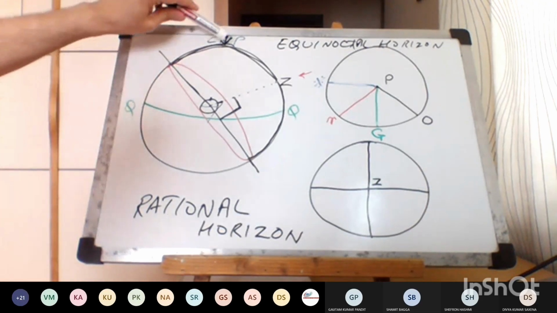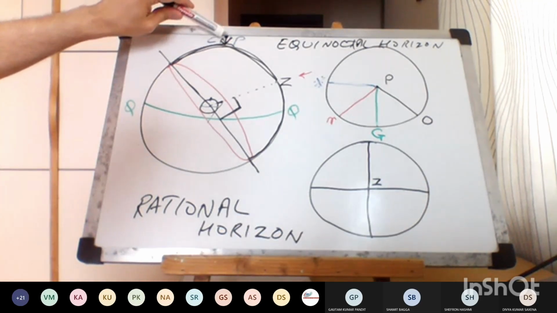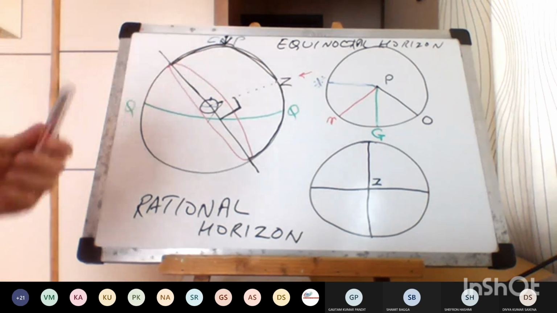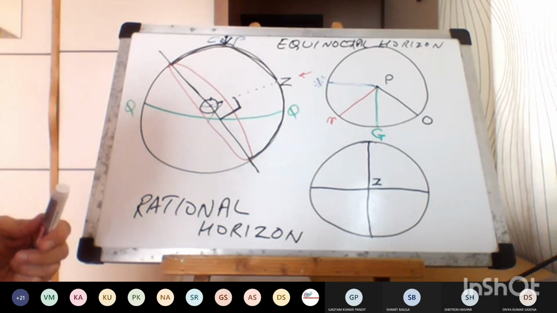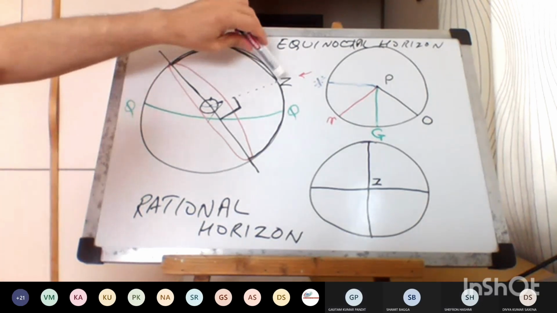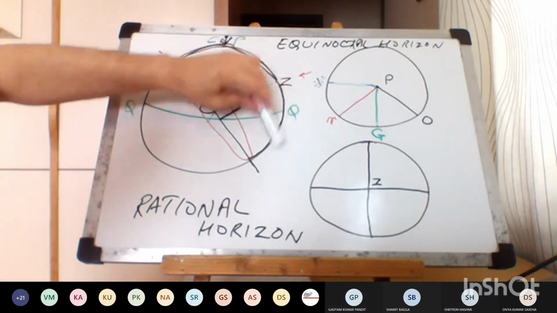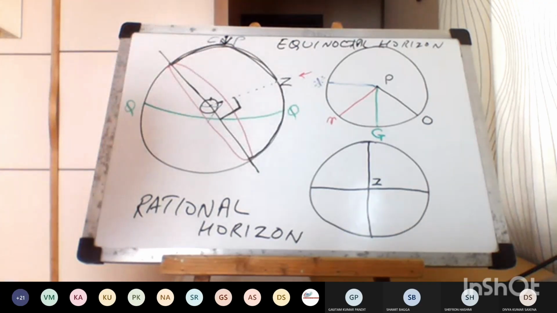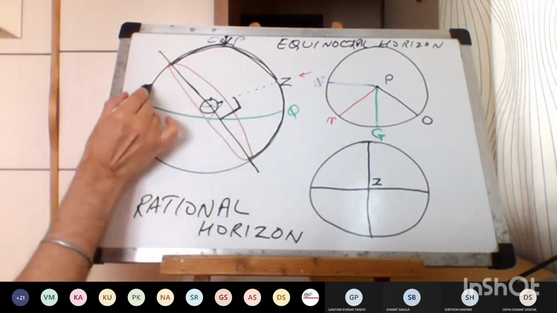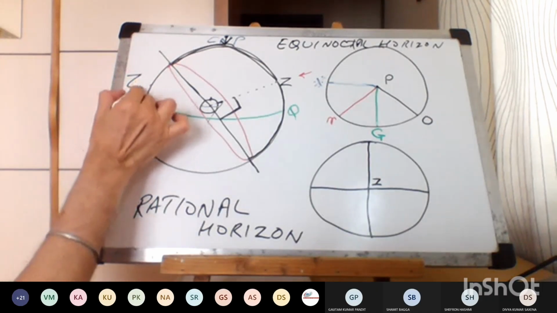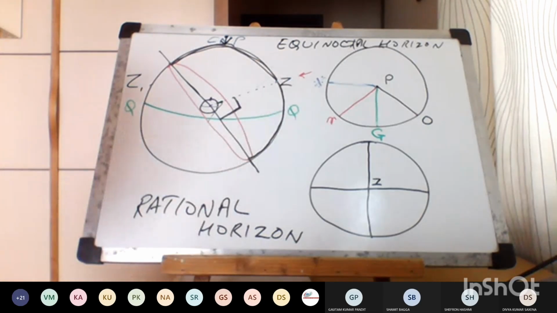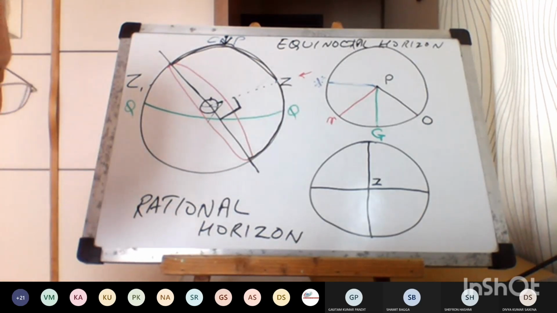Just like if we were standing above the North Pole, celestial North Pole, we could see the equinoctial, which was 90 degrees away. Yes or no? Yes, sir. Similarly, if you are above the zenith, you will also see 90 degrees on either side. Wherever you are, if this is Z1, then you will see this half. So wherever you are, because the ship is moving, we may be anywhere.